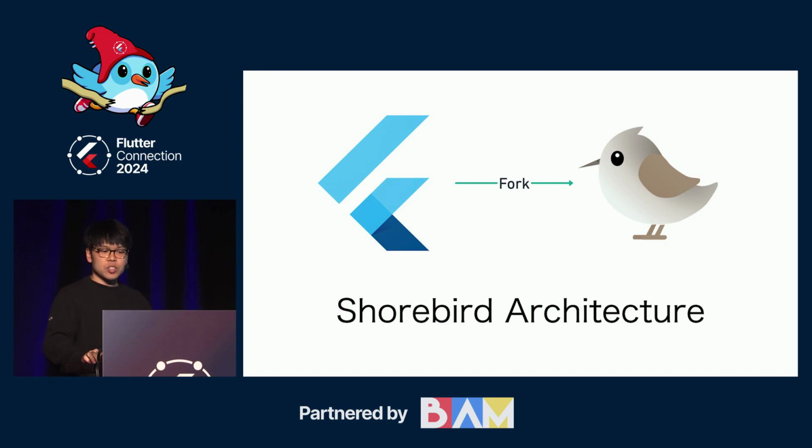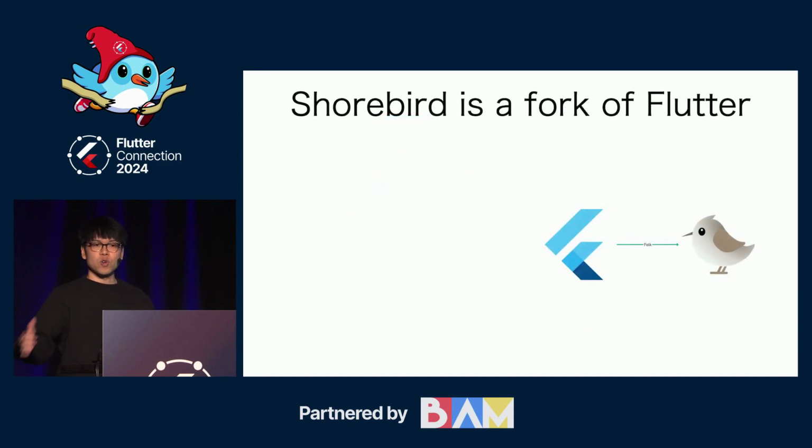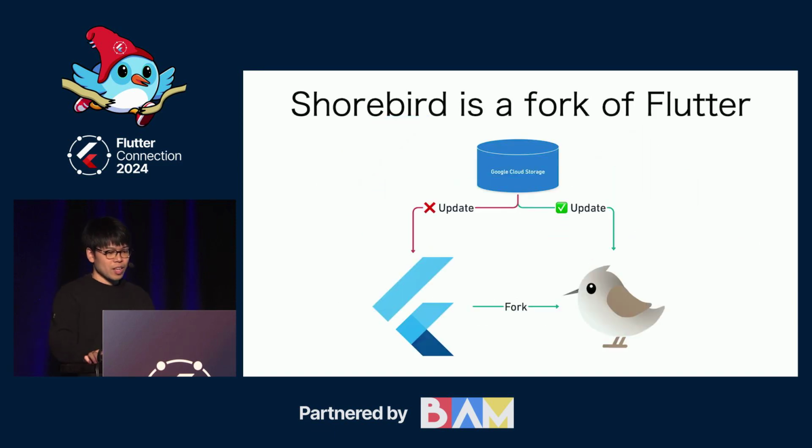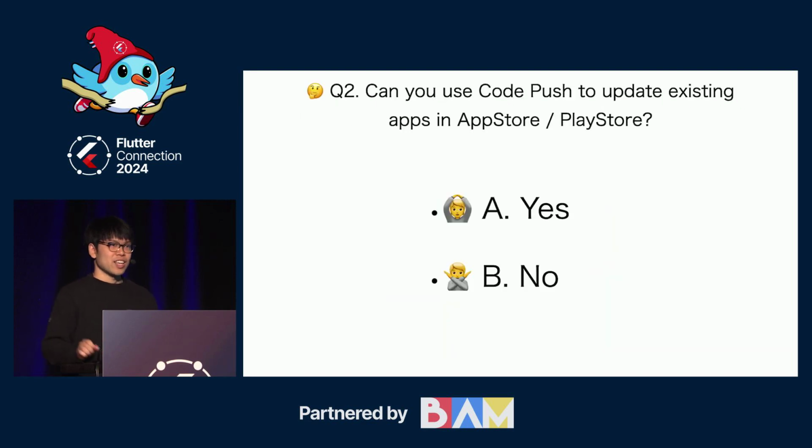Okay, Shorebird architecture. I'll explain how Shorebird works. First, Shorebird is a fork of Flutter. The reason Shorebird forked Flutter is to implement code push functionality. As you know, Flutter itself doesn't have code push. For your information, Eric, the founder of Flutter and Shorebird, had attempted to implement code push for Flutter, but the PR wasn't merged. The next question is to check your understanding of how code push works.